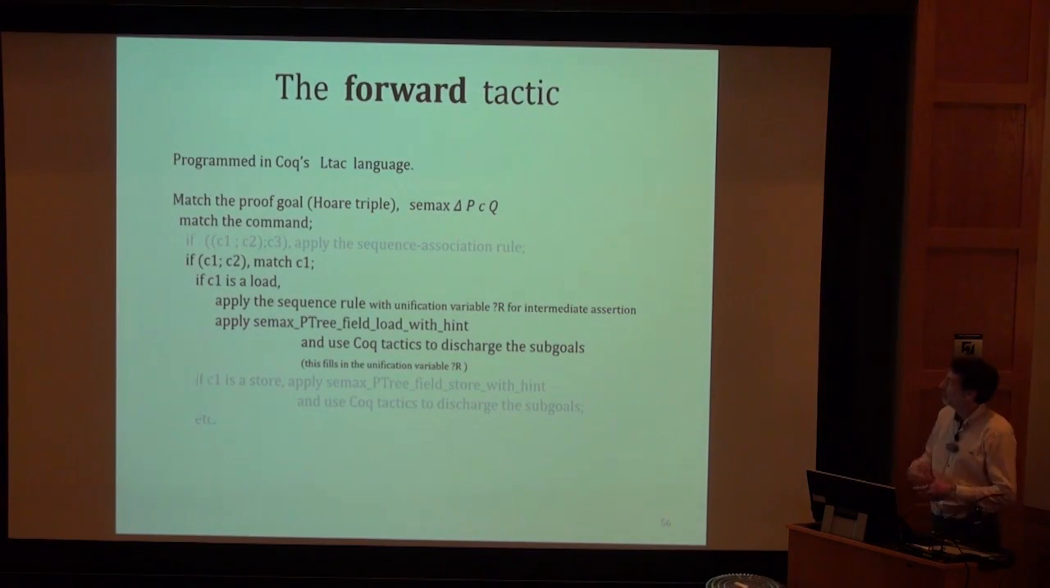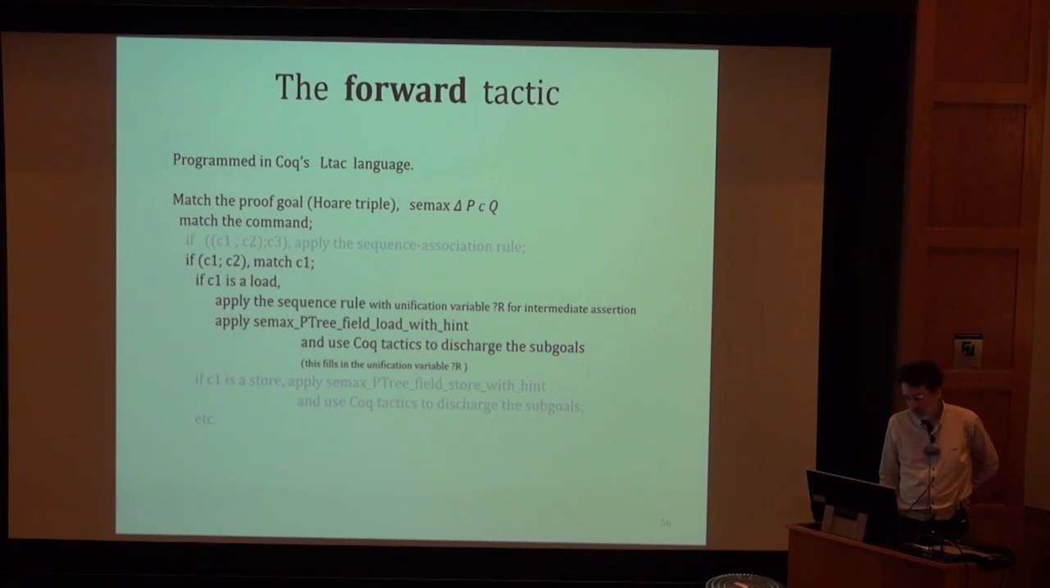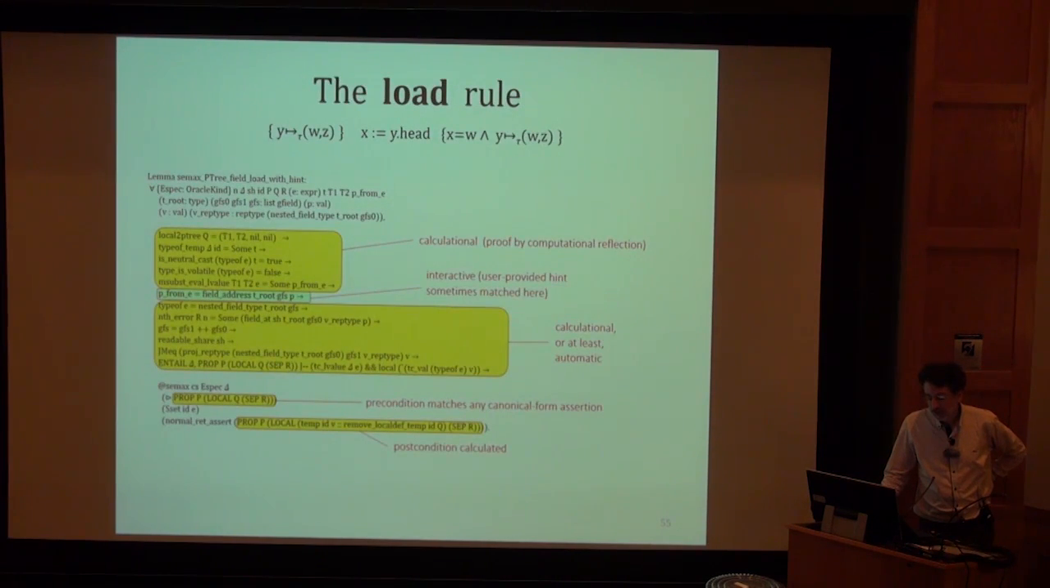And therefore, here's the forward tactic, right? Match the proof goal to, first reassociate your sequence of commands to find the first command that isn't actually a sequence, and then apply that lemma. Well, first apply the sequence rule, right? I have the command C1 followed by C2. So if I do apply of the sequence rule, then the postcondition will be a unification variable. The postcondition of C1, the precondition of C2. Since the postcondition is a unification variable, applying the lemma with this conclusion can instantiate that unification variable. That's easy.